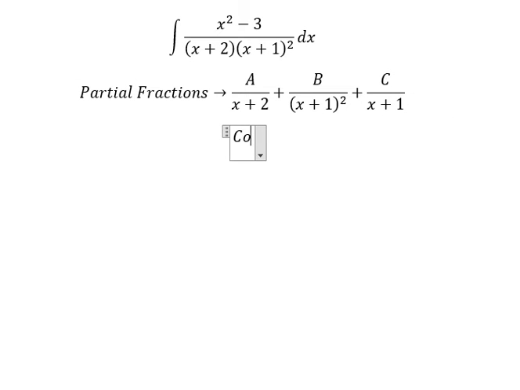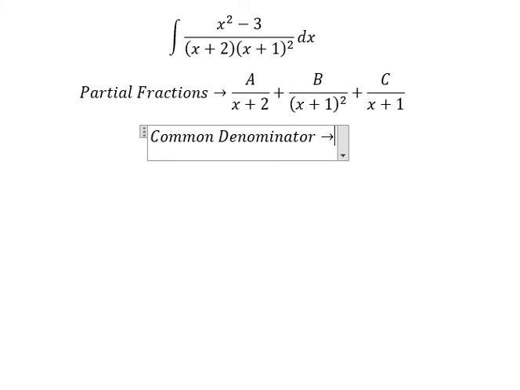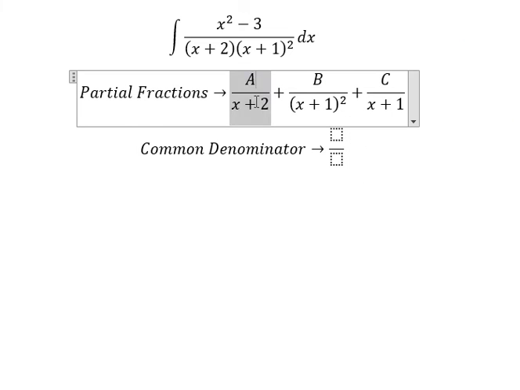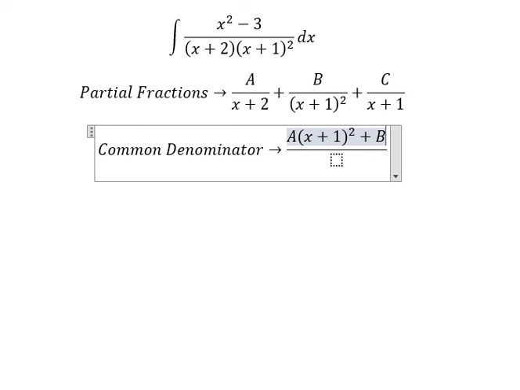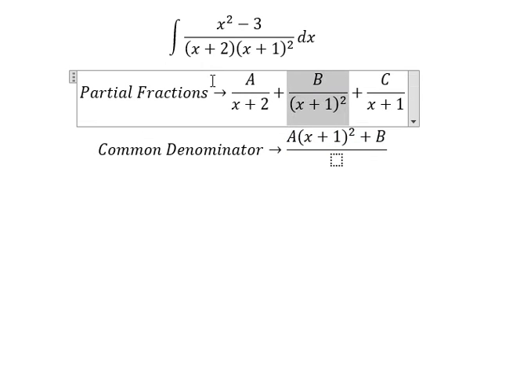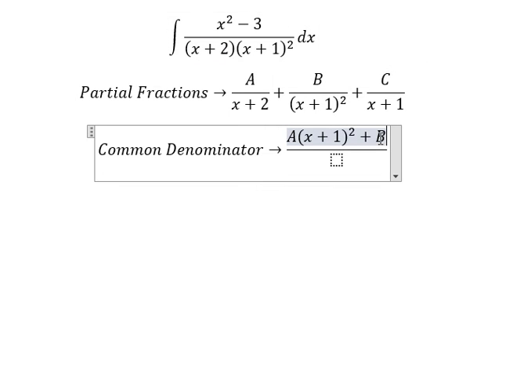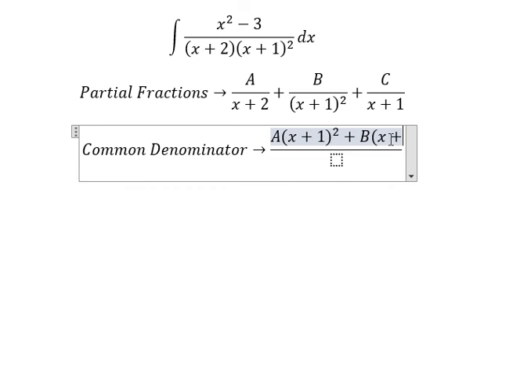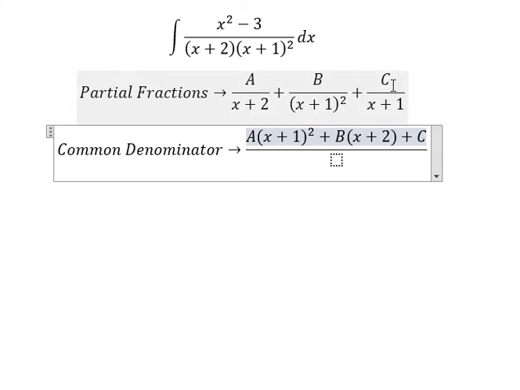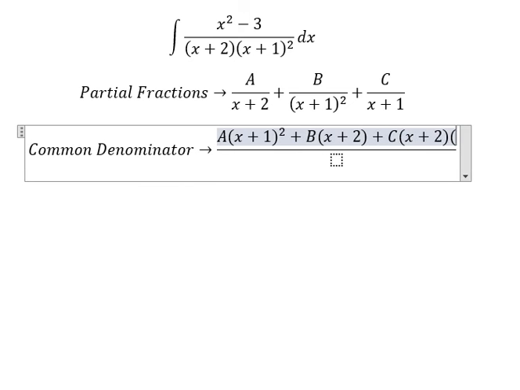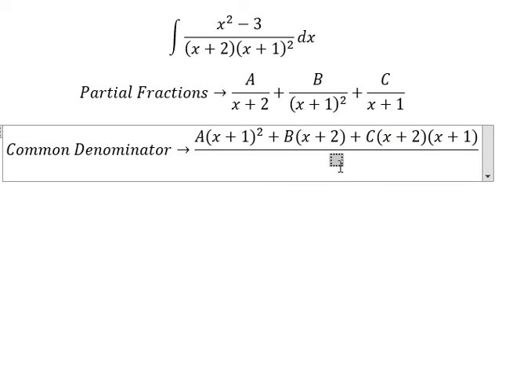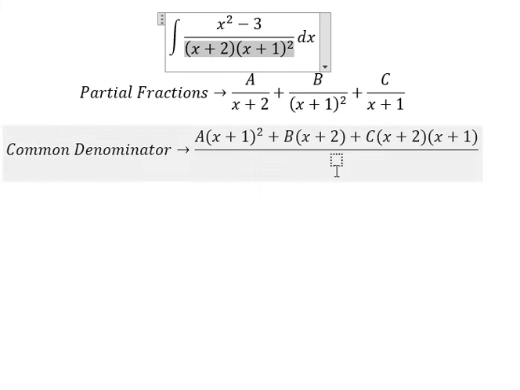Now we do the common denominator. For this one, it is missing (x plus 1) to the power of 2. For this one, it is missing x plus 2. So capital B multiplied by (x plus 2). For C, it is missing x plus 2 and x plus 1. So the denominator is this one.